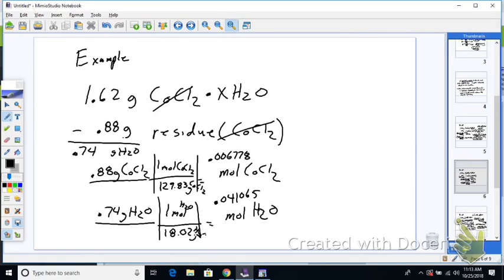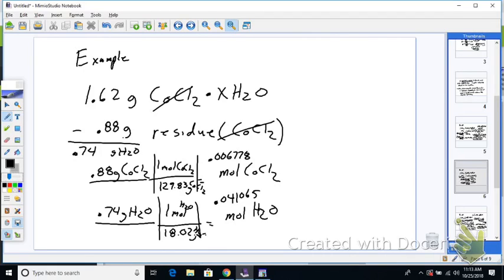0.041065. Maybe the farther you take it out, the closer you're probably going to get to a whole number ratio. So these here, you probably want to take out a little bit farther. If you make it 0.007 and then 0.04, it's not going to be close enough. So you got to make sure you take it out farther.